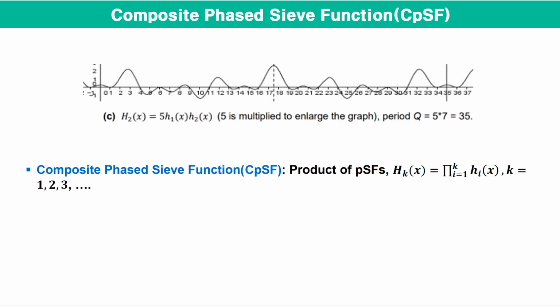Here we defined the composite phased sieve function. It is the product of PSFs like this, and we showed an example graph here, with the period Q being the multiplication of the two periods of H.